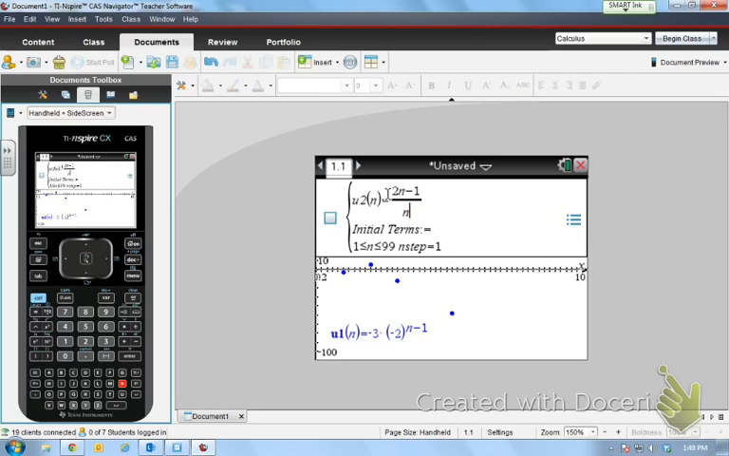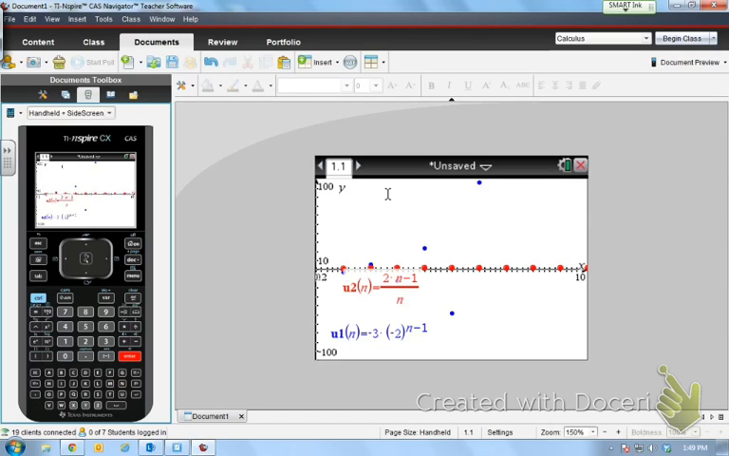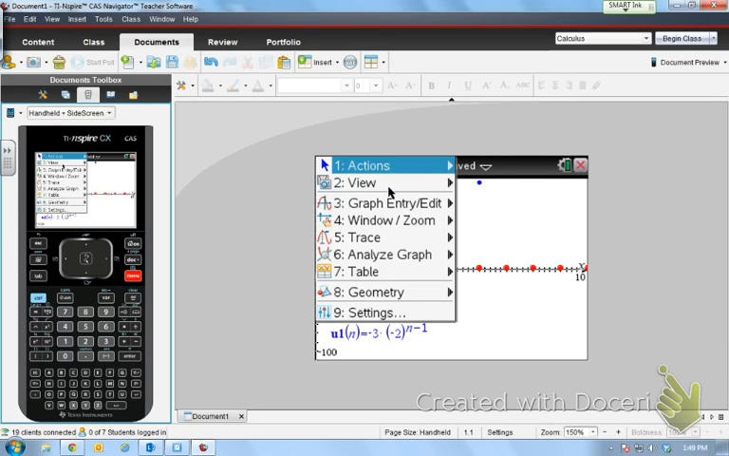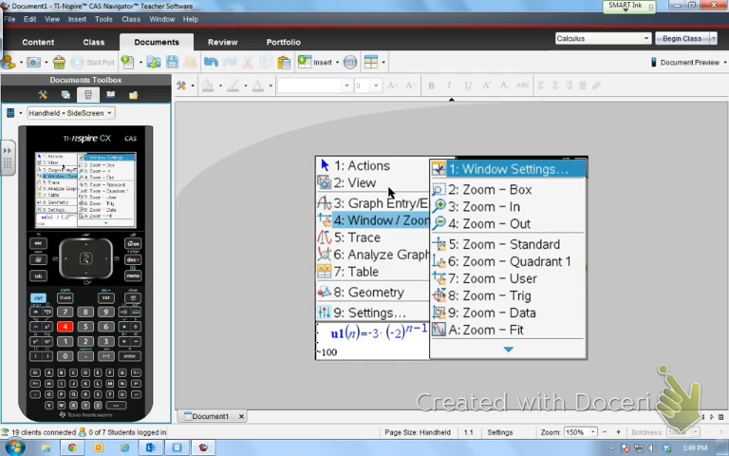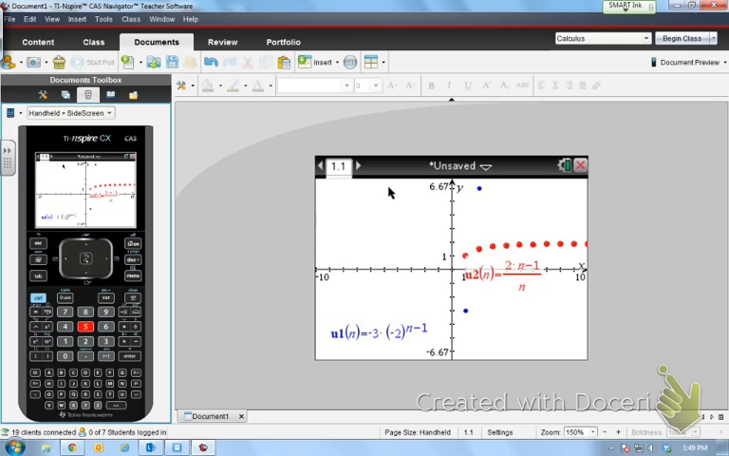Let's get an idea of what this picture will look like. Okay, so now our picture is way too big to really see this one. We're going to have to change the window again. It really does start a little bit lower and get a little bit higher, but not by much. So we're going to have to go back and change our window. Window settings, or let's just do zoom standard. That'll be 5. Then we don't have to enter in our settings all the way over again.